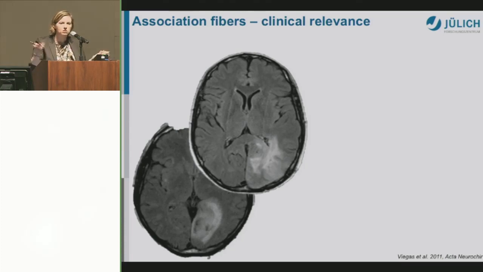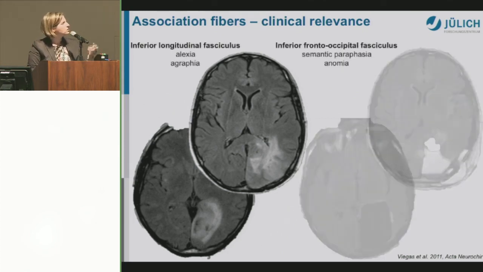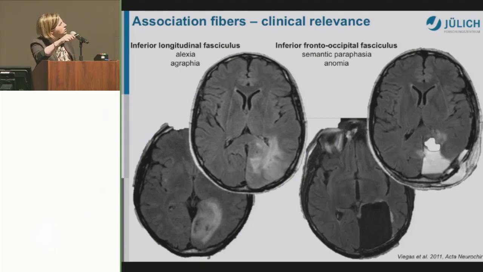And how do we make use of this? Why is it necessary to know about these particular fiber pathways? You see here two examples of two patients who suffer from gliomas within the occipital cortex. And as you might imagine, particularly in these white matter fiber bundles, there might be the inferior longitudinal fasciculus and inferior fronto-occipital fasciculus. And by intraoperative electrical cortical stimulation, you can nicely delineate those fiber bundles, because the subjects will suffer from things like alexia, agraphia, or different kinds of aphasic symptoms.